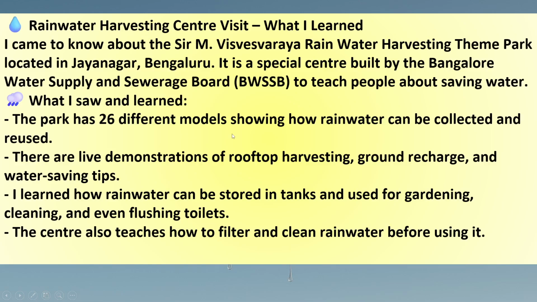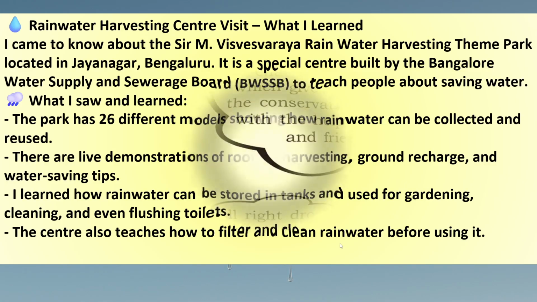What I saw and learned. The park has 26 different models showing how rainwater can be collected and reused. There are live demonstrations of rooftop harvesting, ground recharge, and water saving tips. I learned how rainwater can be stored in tanks and used for gardening, cleaning, and even flushing toilets. The center also teaches how to filter and clean the rainwater before using it.